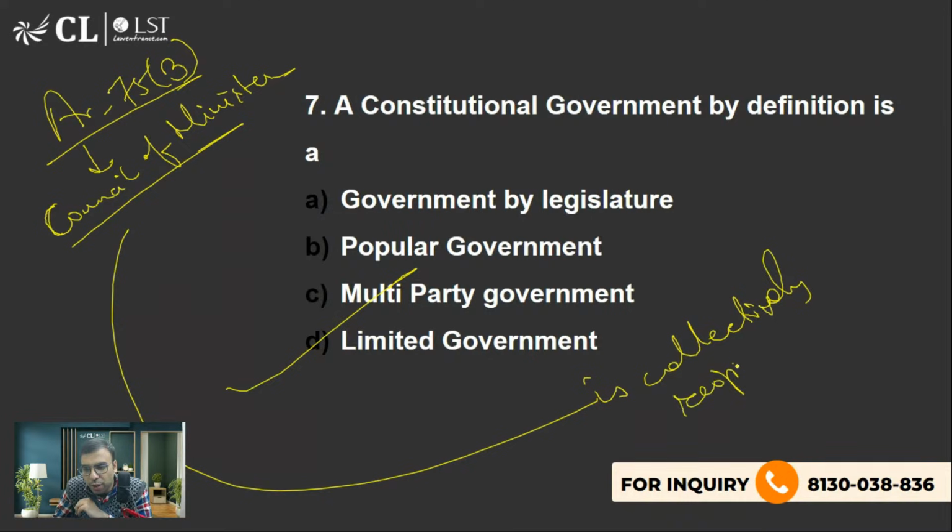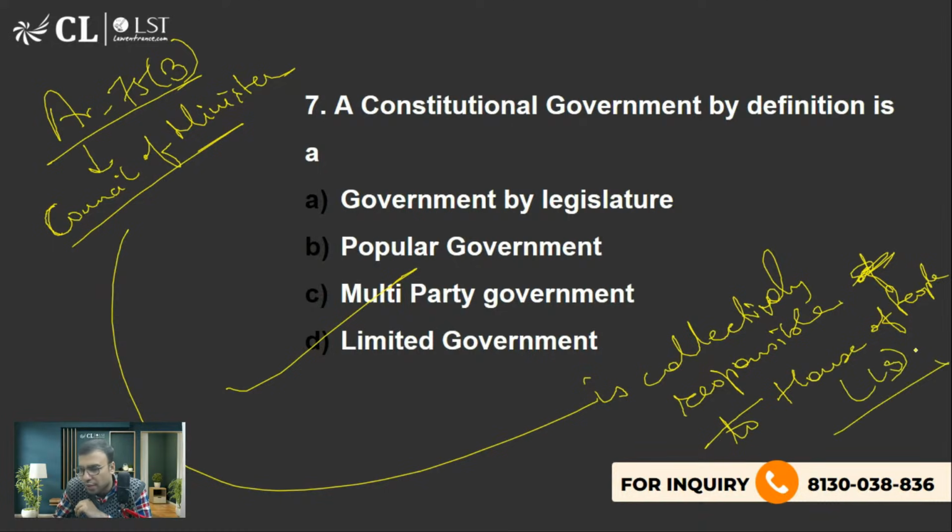Collectively responsible to House of People. ये लिखा हुआ है 75 Clause 3 में ना, responsible to House of People, right? So House of People basically means Lok Sabha, है ना? ठीक है? Collectively responsible to House of People or Lok Sabha.